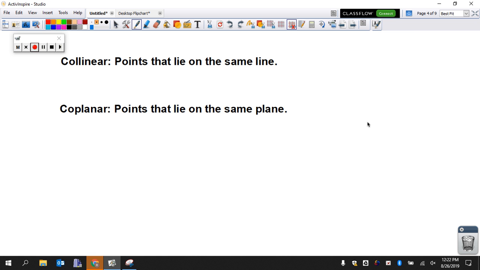The next set of definitions that we have are collinear and coplanar. And both of those are pretty straightforward. Collinear, if you look, has the word line in it. So that's a clue that collinear points are points that lie on the same line. And coplanar points are points that lie on the same plane. Once again, hit pause and then copy these down and then start your video again once you've done that.